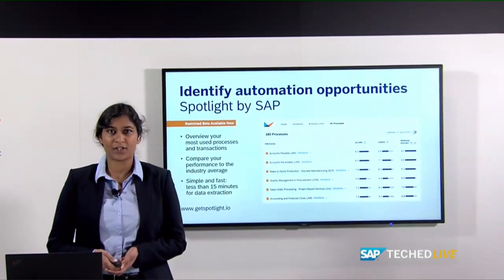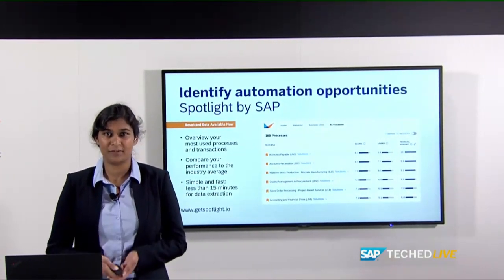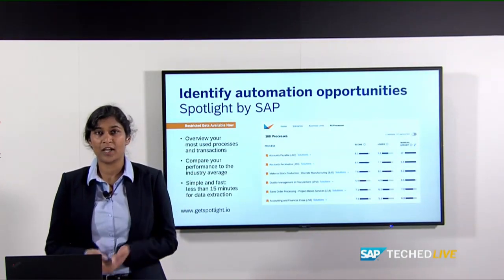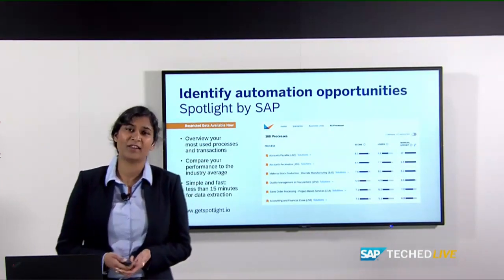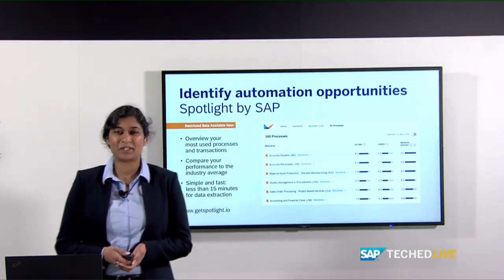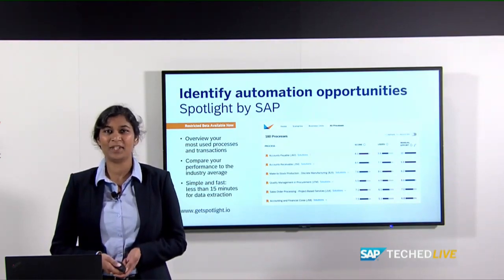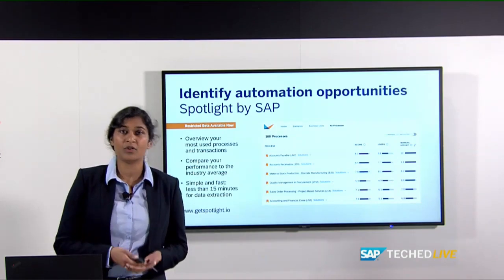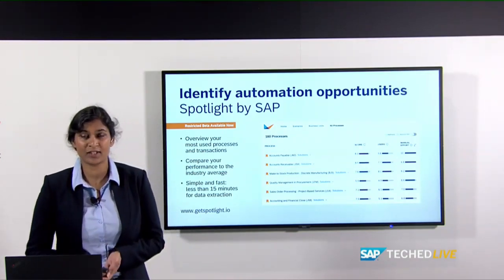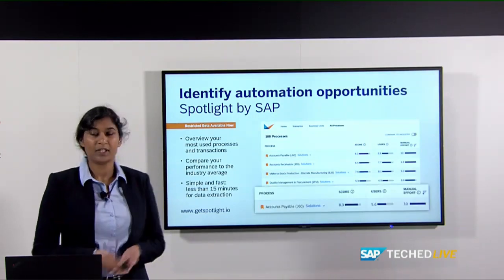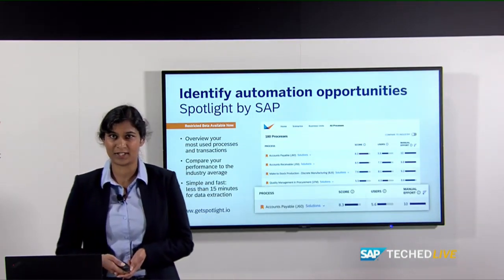Imagine you have been asked to improve your business process efficiency through automation. But how to find out where to start, and that ideally without spending a large amount of your time or your money. For this, we already built a tool called Spotlight by SAP, which is available today. It provides you with an overview of those processes and transactions that require high manual effort. In our example, it's the accounts payable process.